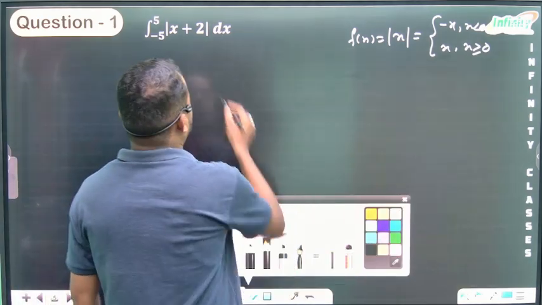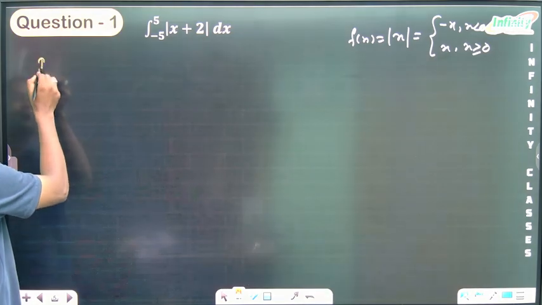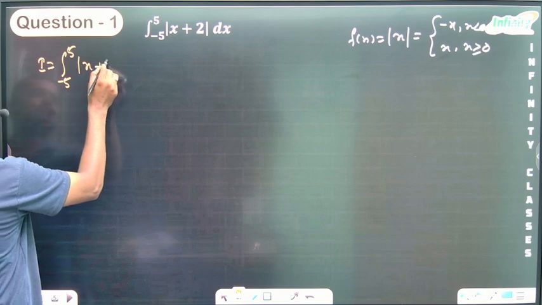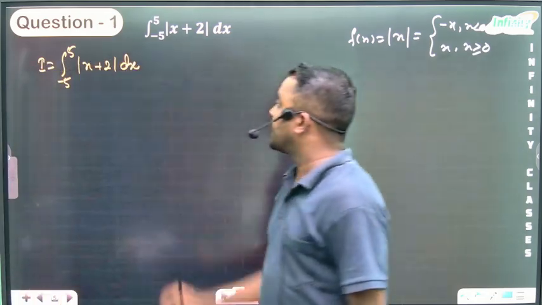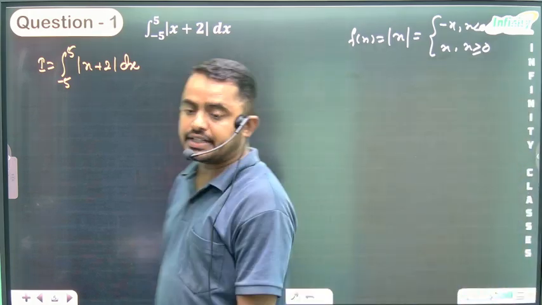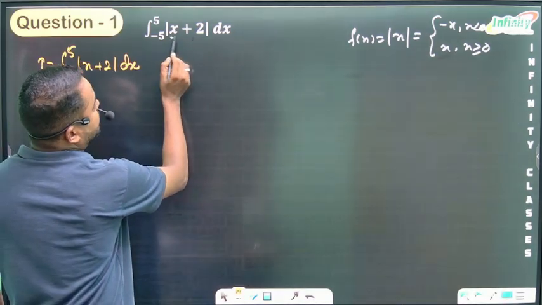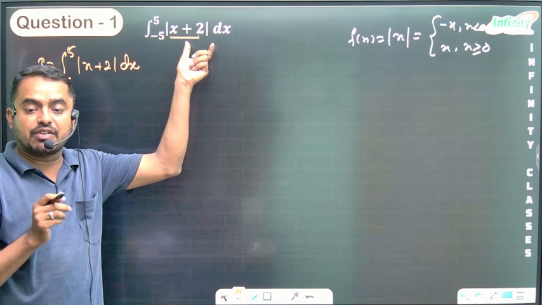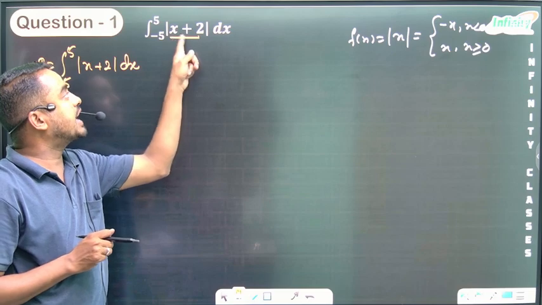See here. So what is the critical value? First I am going to write here, I is equal to integration from minus 5 to 5 of mod of x plus 2 dx. Write the given integral first. So after that, see here, what is the critical value of this function? Critical point means for what value this modulus function will become 0, that means x plus 2 is here.